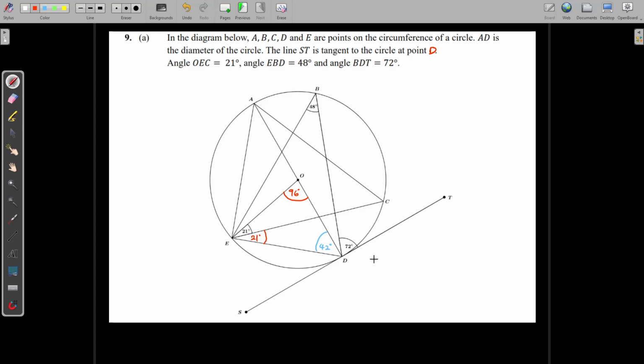And of course, you would show the working out as you go along. So that's very, very easy. It's just that when doing these questions, you need to be able to identify the different aspects of the diagram.